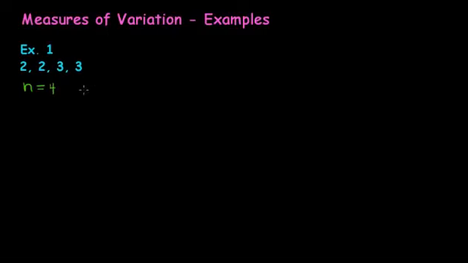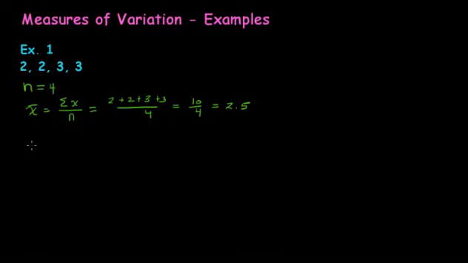And we're going to need the mean in order to calculate the standard deviation. So let's get that. The mean, recall, is x bar, and we get that by taking the sum of all the individual data values and divide that by the number in the sample, or the sample size. Okay, so we have 2 plus 2 plus 3 plus 3 all over 4. So that's 4 plus 3 is 7 plus 3 is 10 over 4, which is 2.5.